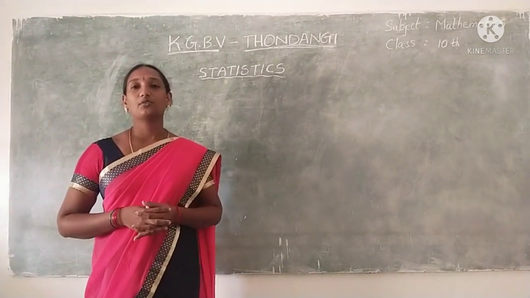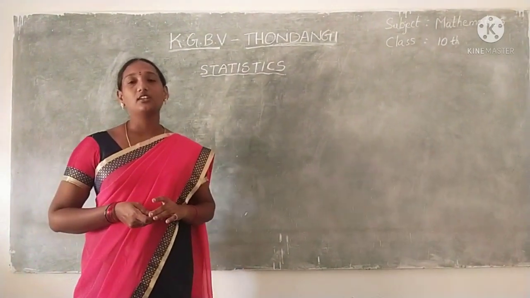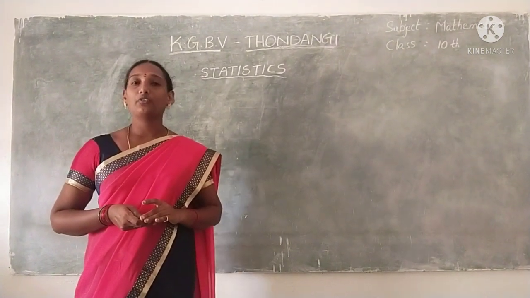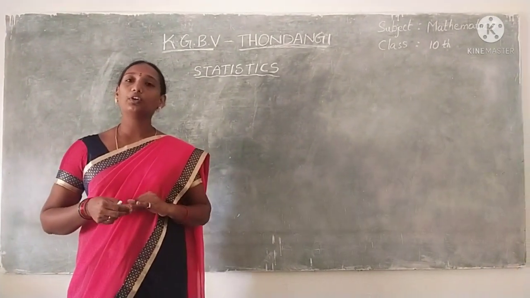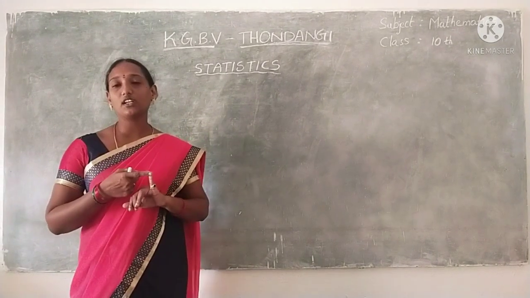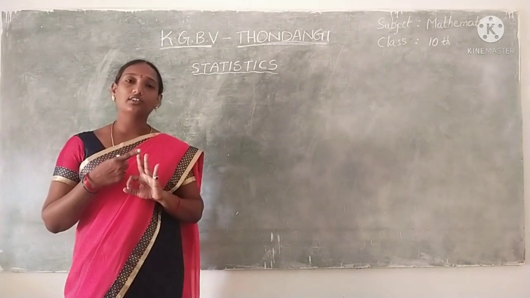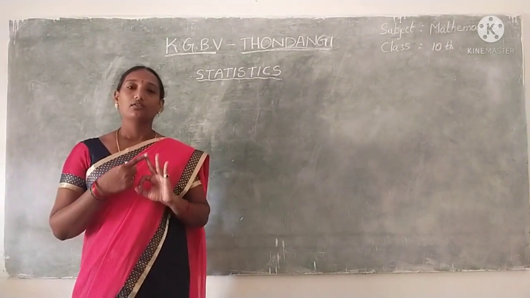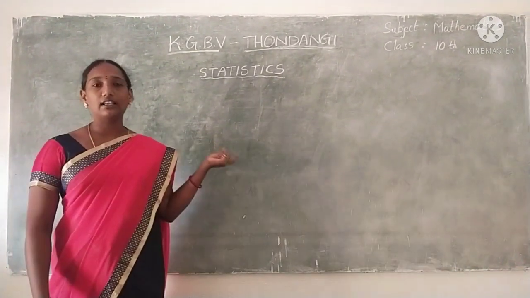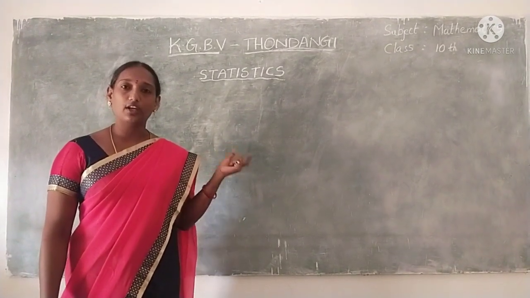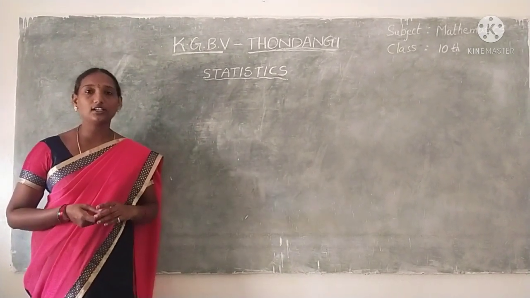In the previous class, we discussed the statistics chapter, 10th class statistics chapter. In that chapter, we learned how to find the mean of ungrouped data and grouped data. For grouped data, there are three methods. The first method is the direct method, the second is the assumed mean method, and the third is the step deviation method. We discussed that with one example, and now in this class we will learn about exercise 14.1 problems. Let us solve the problems in exercise 14.1.